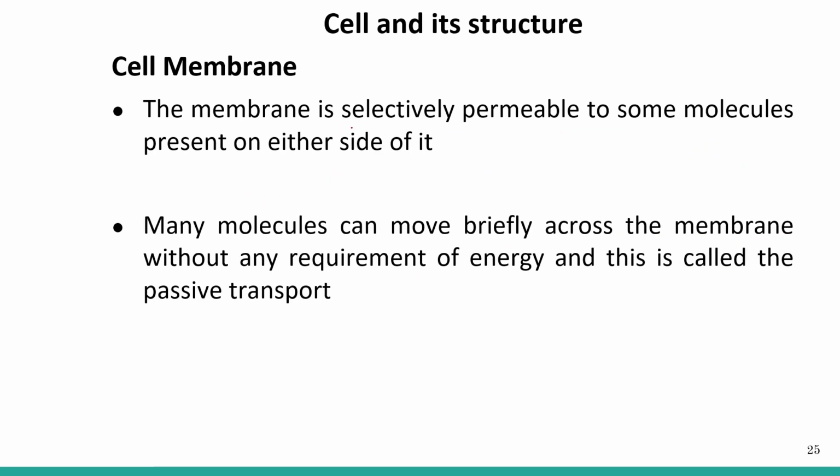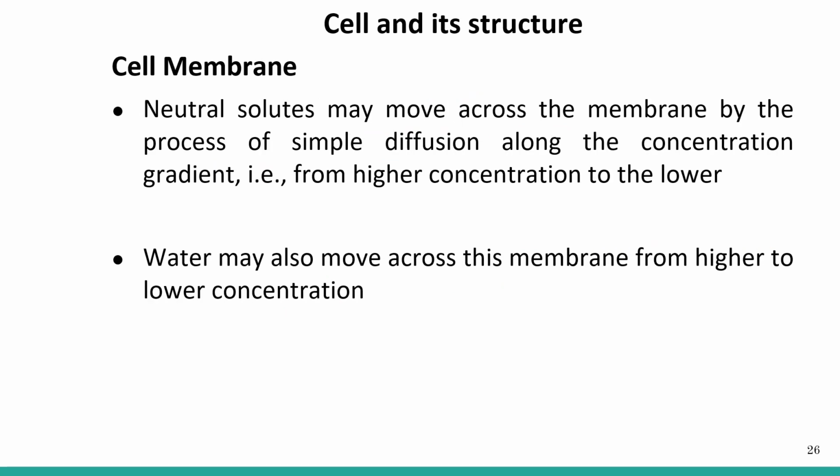The membrane is a selectively permeable membrane. It allows only certain molecules to enter inside the cell, right? So it is selectively permeable to molecules present on either side of it. Many molecules can move across the membrane without any requirement of energy, and this is called passive transport. Okay, no requirement of energy. Some molecules can enter inside the cell in this way, which is called passive transport.